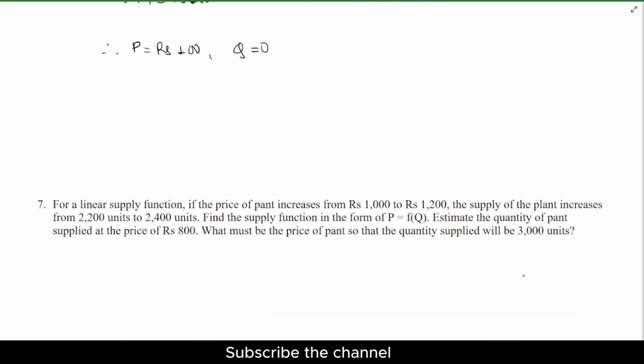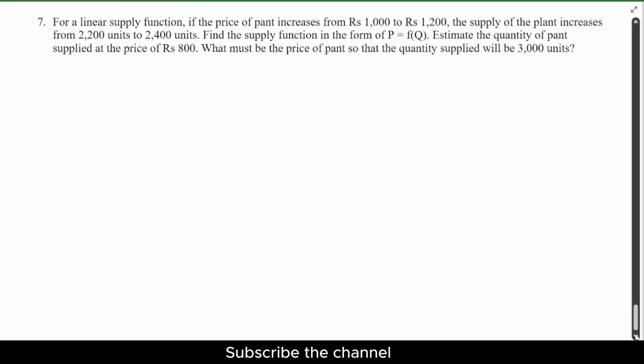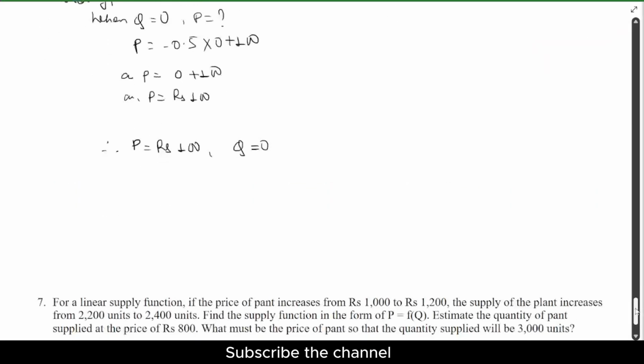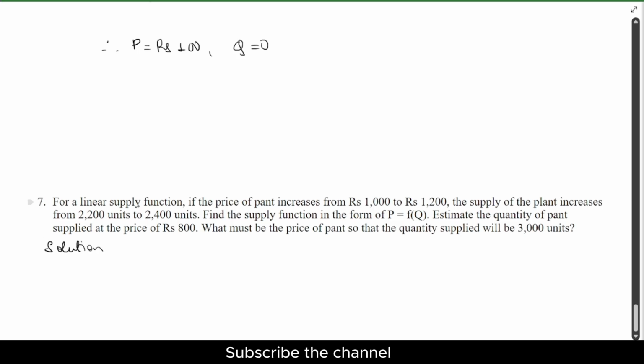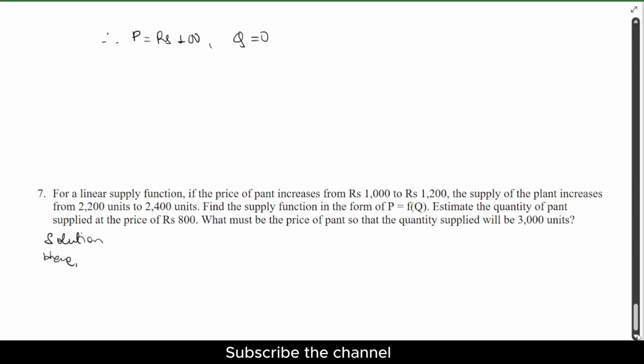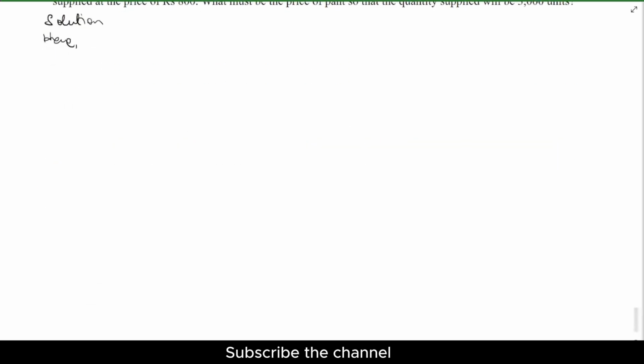Now moving towards the seventh question, that means the last question for this video. Let's read out the question. For a linear supply function, if the price of paint increases from 1000 to 1200, the supply of the paint increases from 2200 to 2400. Same thing over here, just like the previous one.